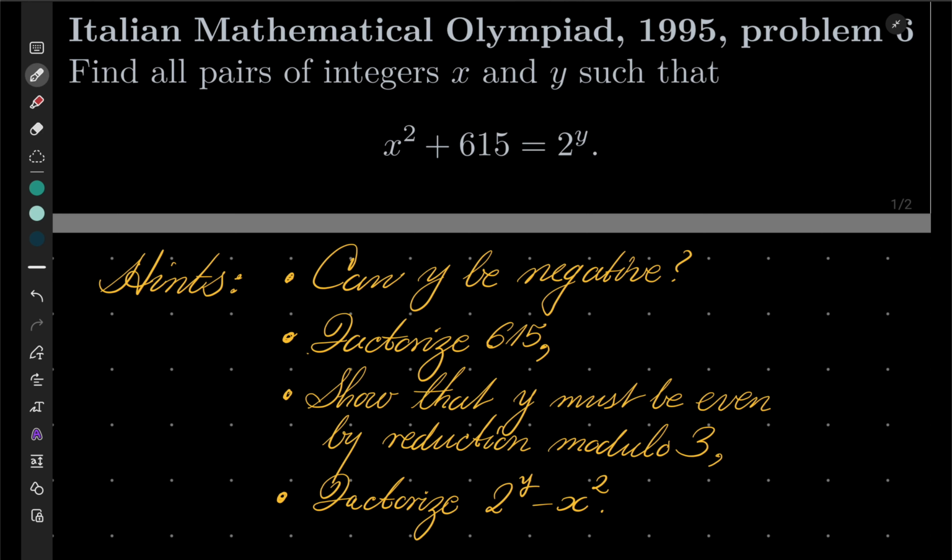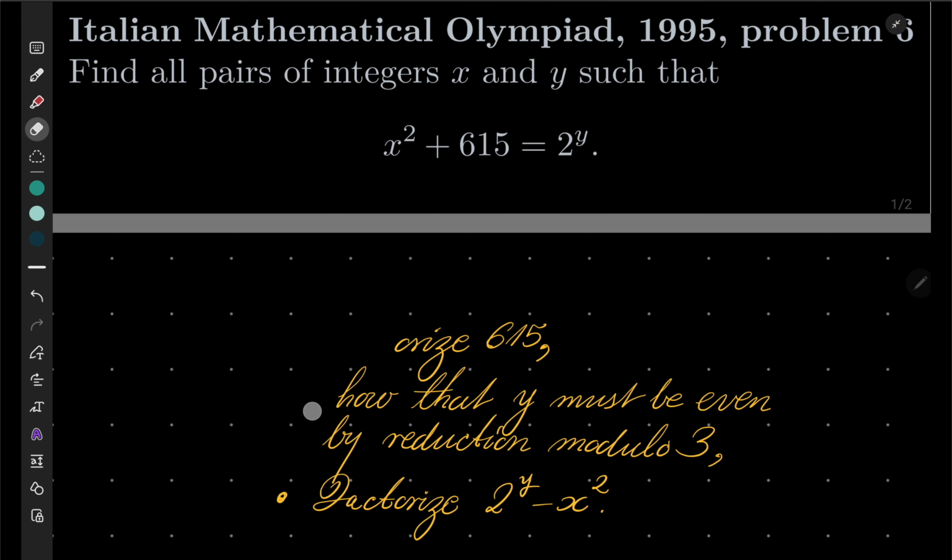First of all, can y be negative? It's pretty easy to answer this question. Then, it's a good idea to factorize 615. Pretty easy also. Then, the interesting parts. Show that y must be even by considering a reduction modulo 3. And last, but not least, factorize 2 to the power of y minus x squared after showing that y must be an even number. So give it a go and try it.